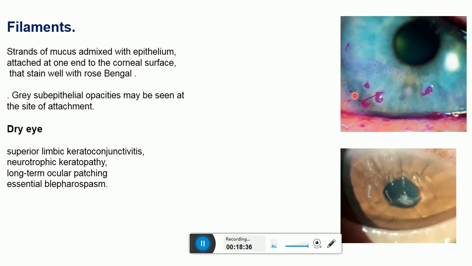Next is filaments. Here you can see they are strands of mucus admixed with epithelium. They are attached at one end to the corneal surface and stain well with rose bengal. One end is unattached and moves with each blink. Gray subepithelial opacities may be seen at the site of attachment.